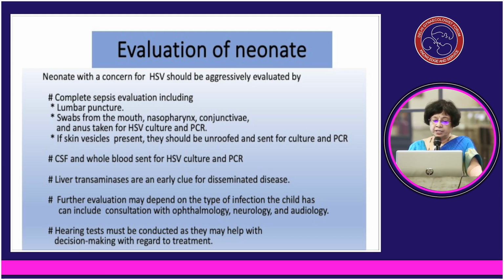A neonate with concern for HSV should be aggressively evaluated by complete sepsis evaluation, including lumbar puncture, swabs from mouth, nasopharynx, conjunctiva, and anus, taken for HSV culture and PCR. If skin vesicles are present, they should be unroofed and sent for culture and PCR. CSF and whole blood are sent for HSV culture and PCR. Liver transaminases are an early clue for disseminated disease.